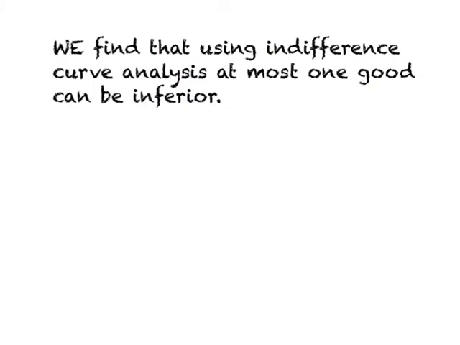And here I've typed out that we find that using indifference curve analysis, at most one good can be inferior, and that simply means either both goods can be normal, or we can have a maximum of one good that can be inferior. So this completes our analysis based on income effect. And once again, what is income effect? It is the change in consumption of a good when real income changes and price ratio stays the same.